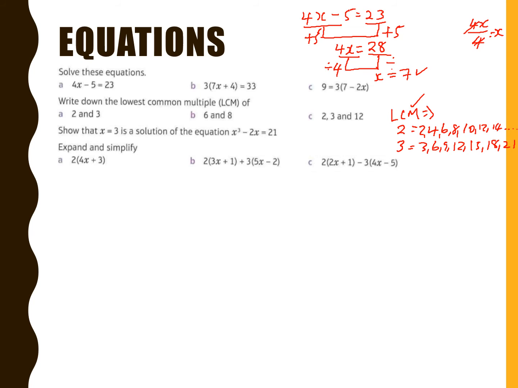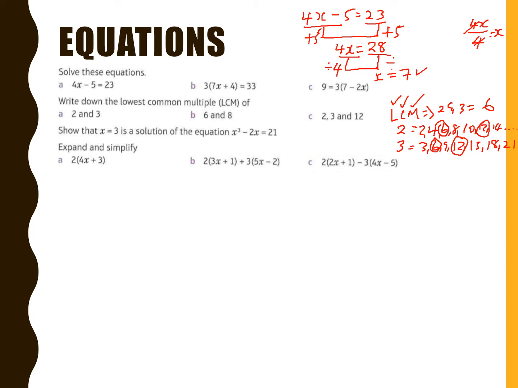And then the next thing you do is you find the common ones. So if I look, I have 6 here, and I have a 12 here, and then of course the others are on the other side, but I don't really care because I'm looking for the lowest, and the lowest in this case for 2 and 3 is 6. So do the same for 6 and 8, and 2, 3, and 12. Always start with the multiples, find the common ones, and then choose the lowest.